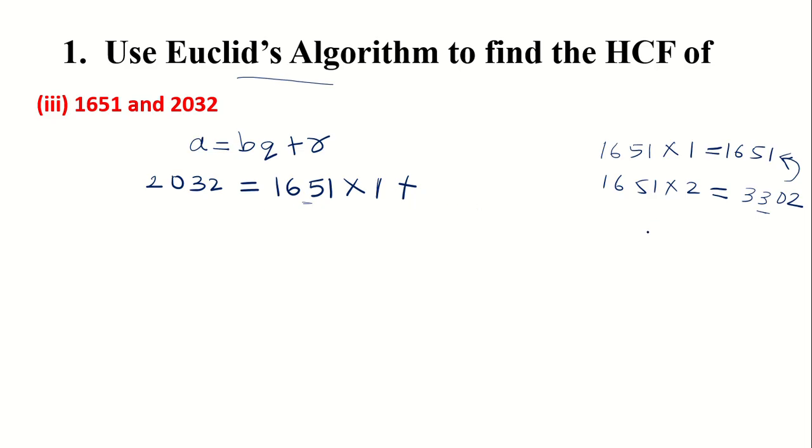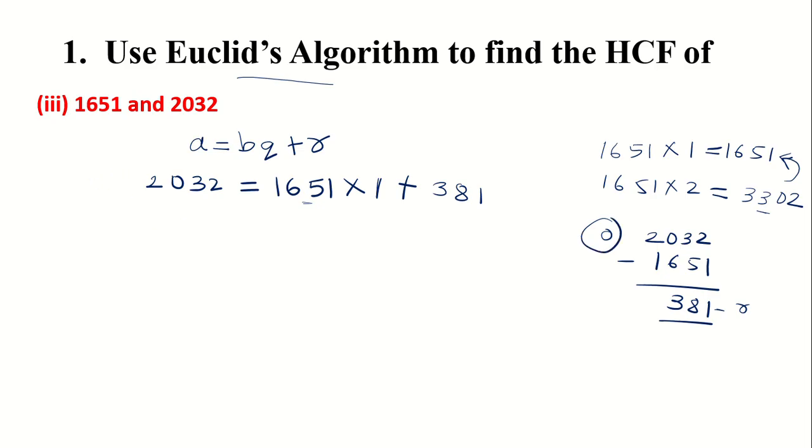So what will be the remainder? 2030 minus 1651. The answer is 379. So in the first step, the remainder is 379. Now we did not get remainder 0, so we keep on repeating the steps till we get remainder equals 0.